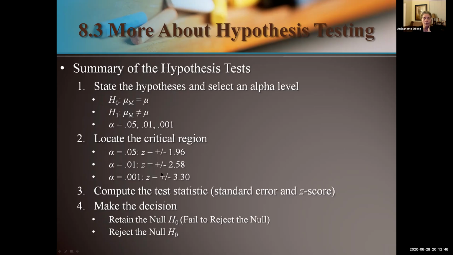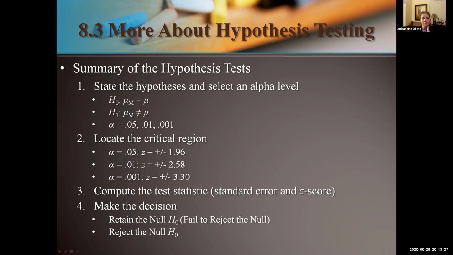Then we locate our critical region and set our boundaries. Some people just state the alpha level here, and maybe in step 2 is where they select the alpha level and locate the critical region and set those boundaries. It doesn't matter whether you do it in step 1 or step 2. It just needs to be early on, okay? But I locate my critical region, and I already know the boundaries for a two-tailed test for a 5% alpha level are going to be plus or minus 1.96, for 1% plus or minus 2.58, and for 0.001 plus or minus 3.30. Now I compute my test statistic.